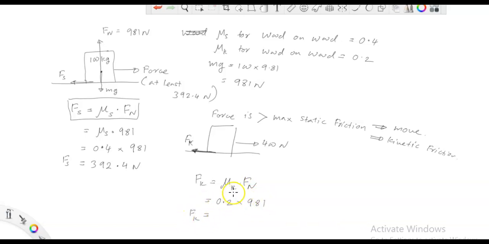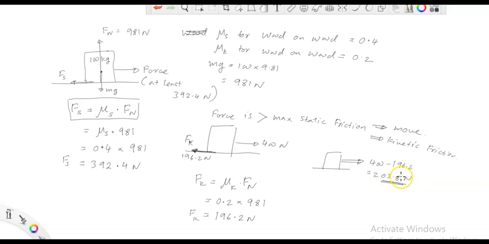So what is Fk? 0.2 multiplied by 981 is 196.2. Okay, so you are applying 400, against you we have 196.2 newtons. So what happens here? What's the net force in this direction? It will be 400 minus 196.2, 203.8. This is the net force.